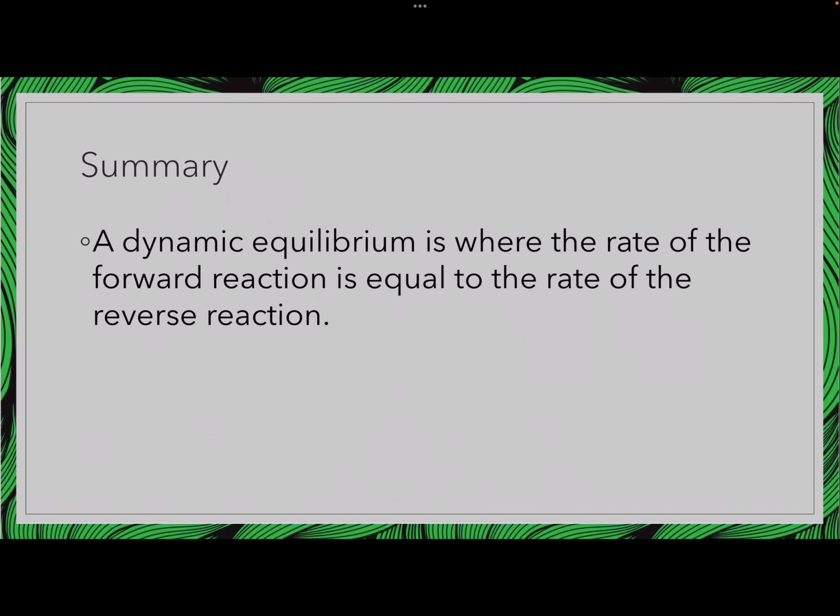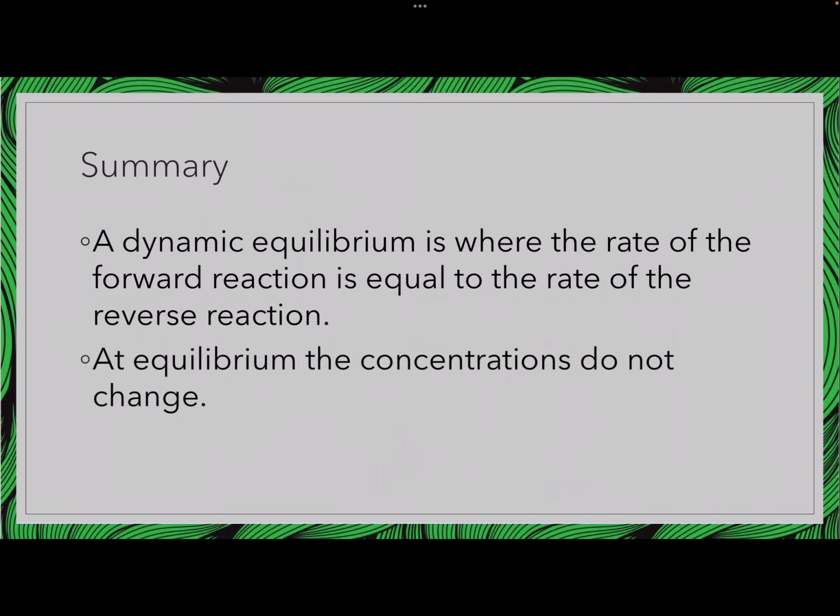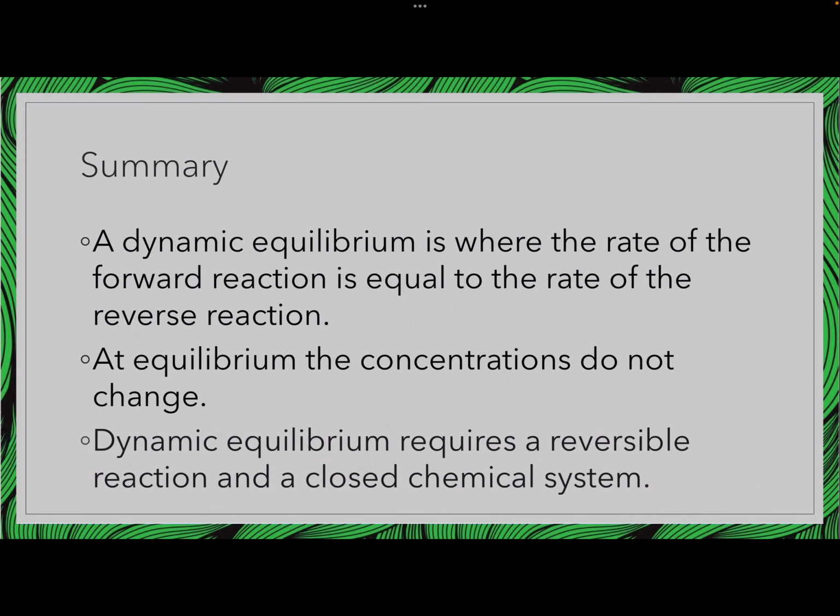Okay, for summary, dynamic equilibrium is where the rate of forward reaction is equal to the rate of reverse reaction. Probably the most important part. At equilibrium, the concentrations do not change. And the dynamic equilibrium requires a reversible reaction and a closed chemical system.